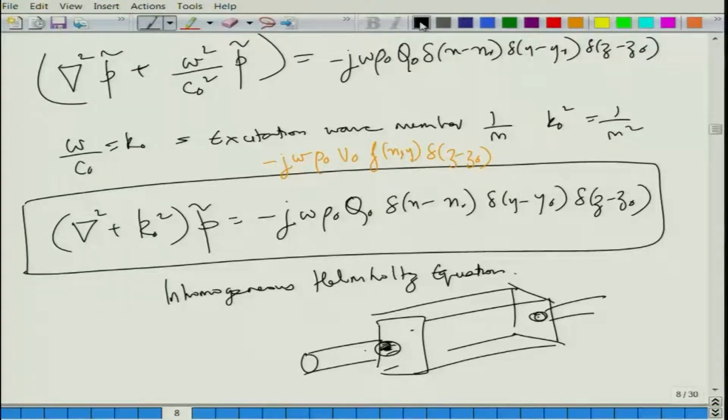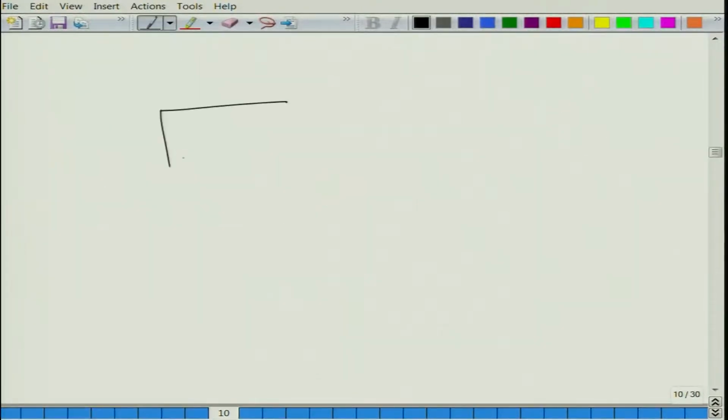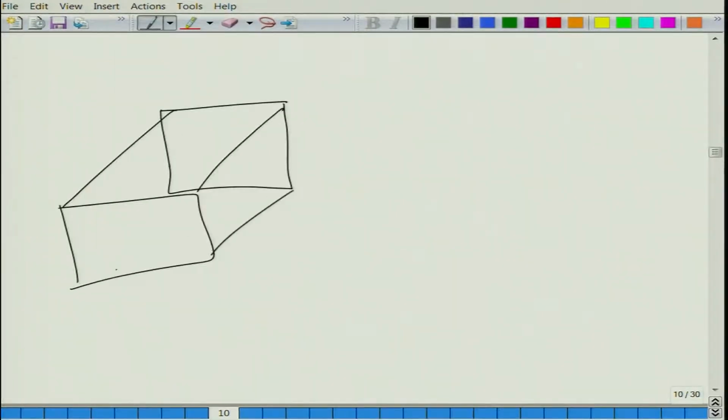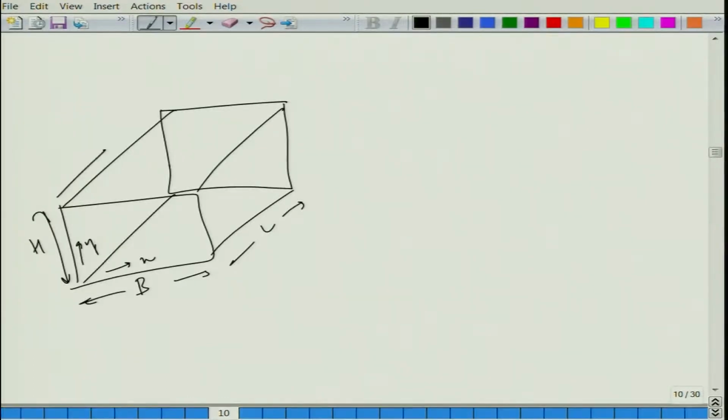Now, coming back after this small digression, for a rectangular chamber, let us say of something like this, you have things like this. This is, let us say, B, H, L, with the x direction, y direction and z direction, subject to the rigid wall boundary condition.